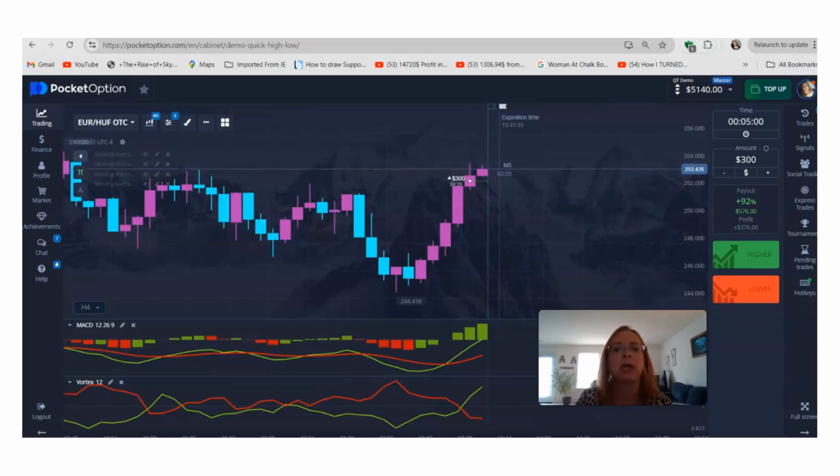And it looks like we're about 27 seconds into this trade, and we're going to close in profit. So let's see where it goes.